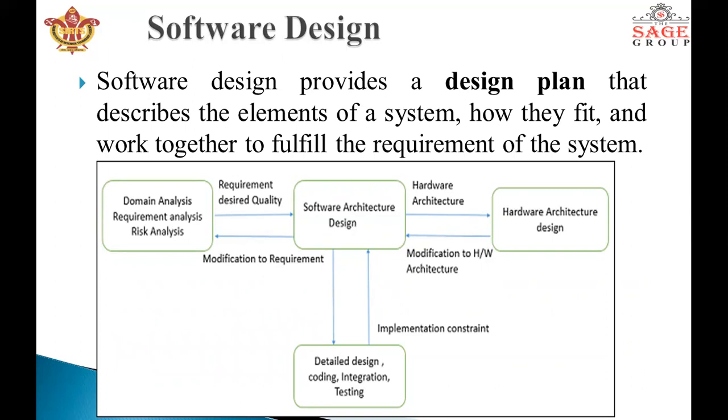First one is domain analysis, requirement analysis, risk. Software architecture design also makes a change in domain analysis, requirement and risk analysis, and also architecture design, detailed design, coding, integration, testing. So if any kind of requirement is needed at the time of designing, then we can easily modify it. We can put in the requirement we want to change, and the requirement will be fulfilled, right?